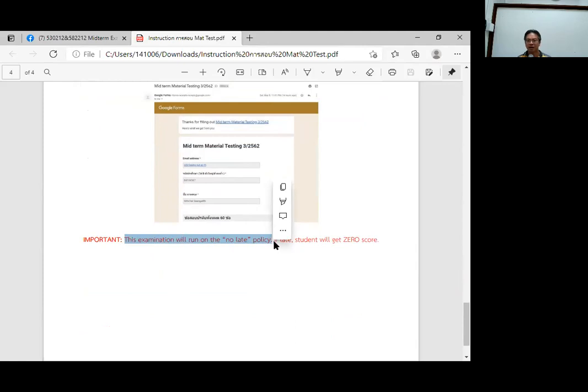The last one, the examination runs on a no late policy. That means if you send everything by 9:31 p.m., you will get the zero score. But if you have problems with your computer system or with your internet, please tell me what problem you have via the line group. So I will record that and I will work with you to solve the problem.